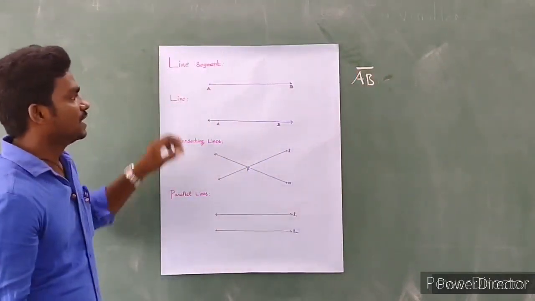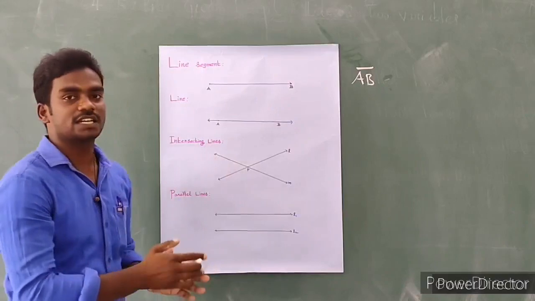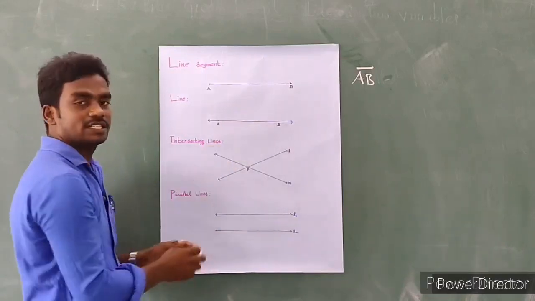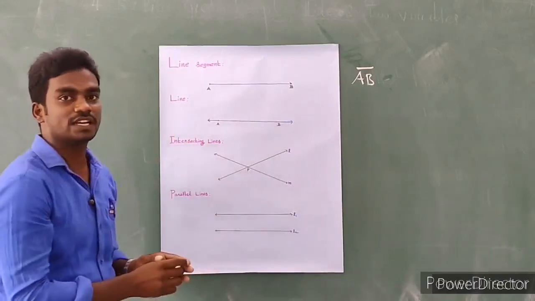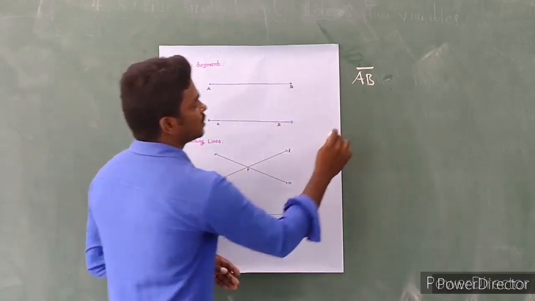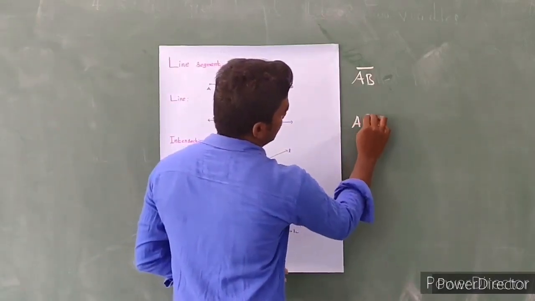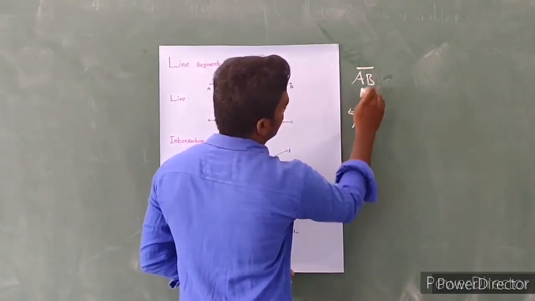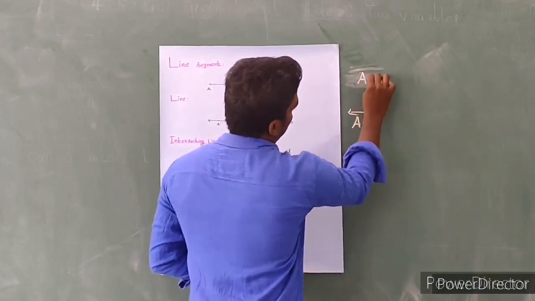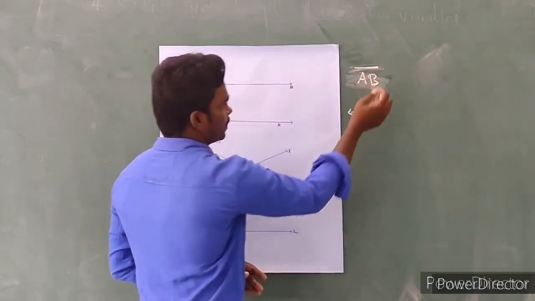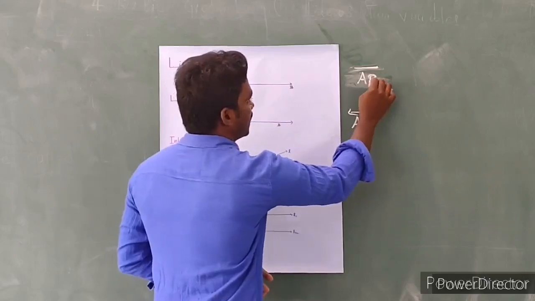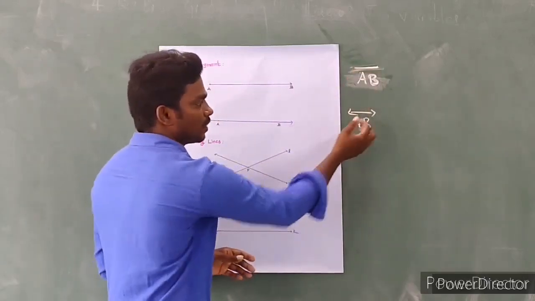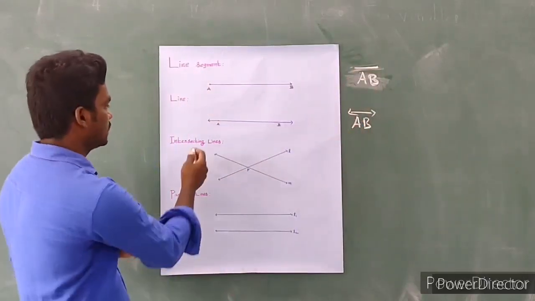Next one, what is a line? A line segment extended at both sides to infinity is called a line. So line is represented by AB. This is called AB line segment and the second one is AB line.